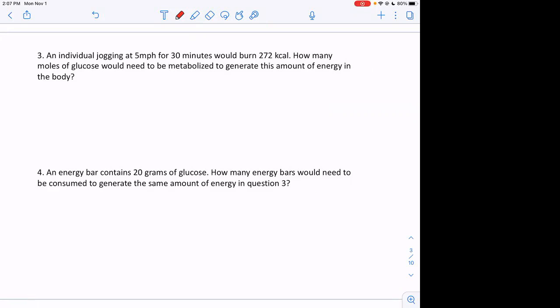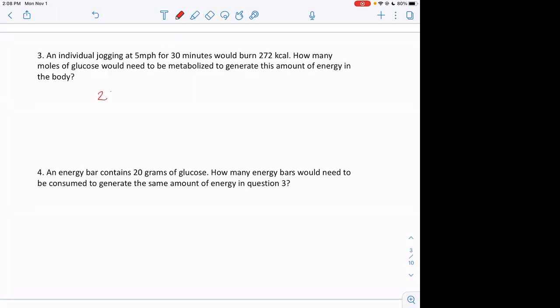What do you got to do? It gives you a certain amount of kcal. This is now all the stuff about the jogger, you don't really need it here. You're focusing on, it says, would burn 272 kcals. If you run for that long, do that much physical activity, you're going to burn that many kilocalories. So how many moles of glucose would need to be metabolized in the body to generate that amount of energy so you have the energy to go run? Well, what do we need to do? Convert kcals to moles of glucose. How do we do that?